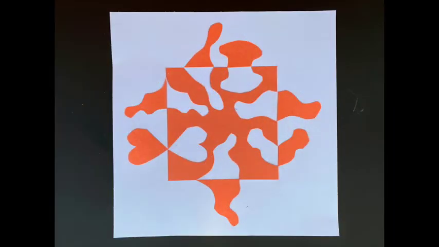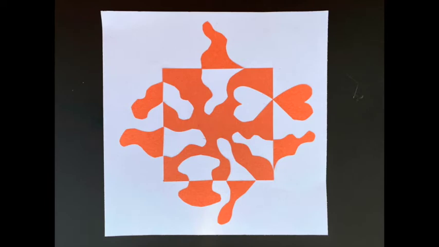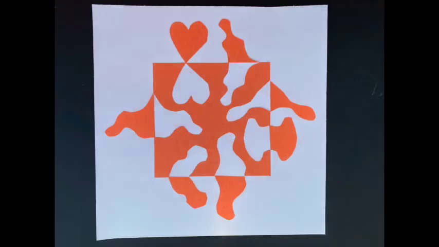What does your design look like to you? Rotate your art. Do you see something different? Did you have something in mind when you made your design, or did it turn out differently? What would you like to name your art? I hope you have fun playing with positive and negative space.